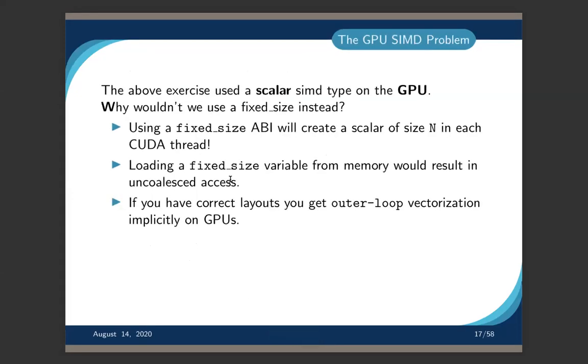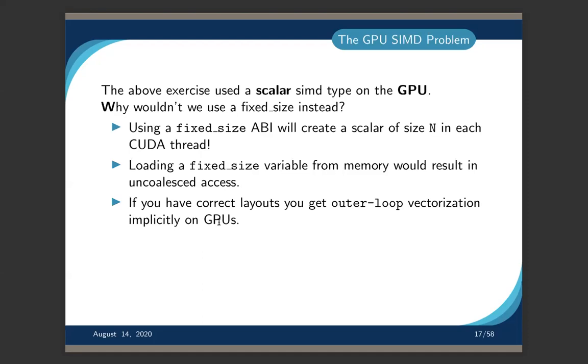So the above exercise, when you use native, on GPUs will actually only use the scalar ABI. By default on GPUs, the native ABI is the scalar ABI. And the question a lot of people ask is, why wouldn't we use fixed size instead, or packed? A fixed size ABI will create a scalar of size n in each CUDA thread. So if you create a temporary, you get n scalar elements in every thread. If you then load this fixed size thing, you get into trouble, because you have uncoalesced access now.